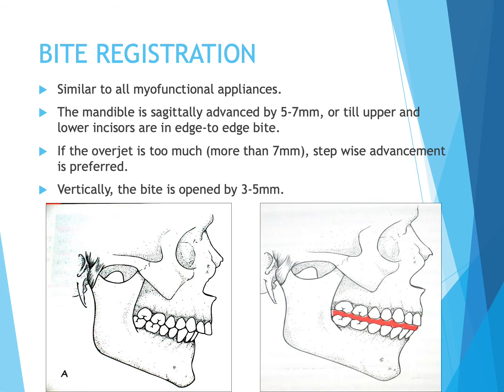This stepwise advancement is done by asking the patient to move the mandible forward to get another 7 mm advancement, so that only then will we get the upper and lower incisors in an edge to edge bite. Because initially the patient has a 14 mm overjet and cannot protrude to 14 mm, but can only protrude to 7 mm. So they need to advance twice.